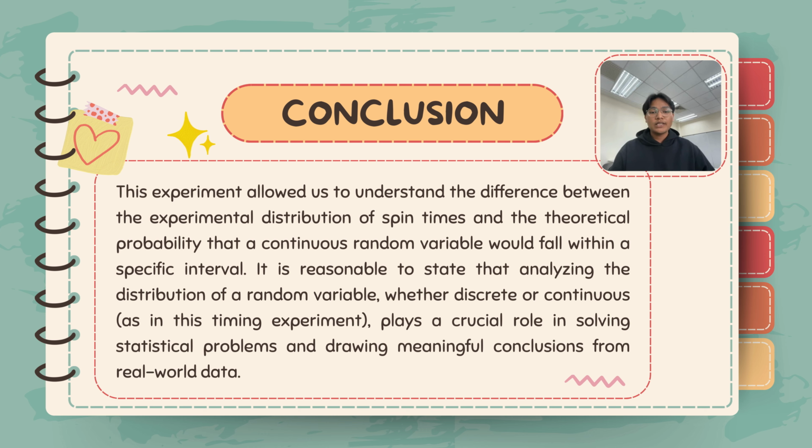Conclusion that we can make from this experiment is this experiment allowed us to understand the difference between the experimental distribution of spin times and the theoretical probability that a continuous random variable will fall within a specific interval. It is reasonable to state that analyzing the distribution of a random variable, whether discrete or continuous, as in this timing experiment, plays a crucial role in solving statistical problems and drawing meaningful conclusions from real-world data.